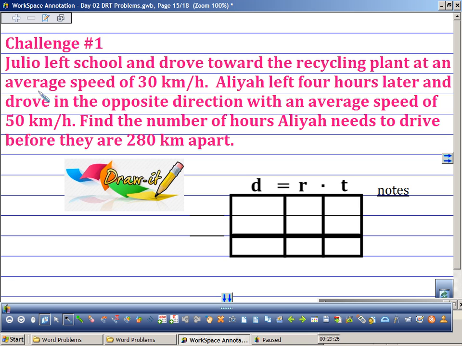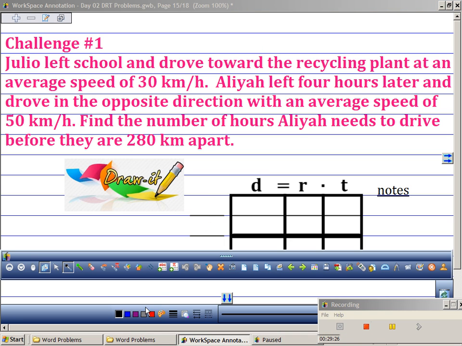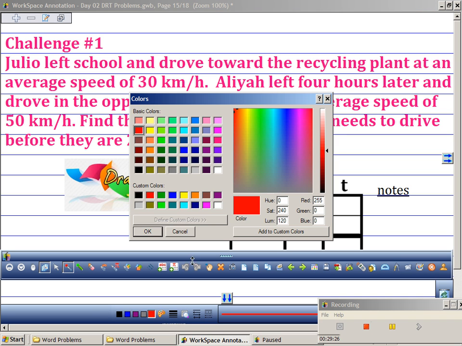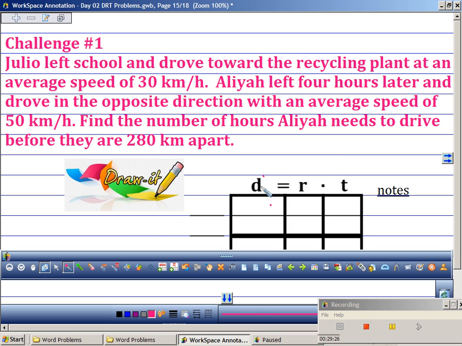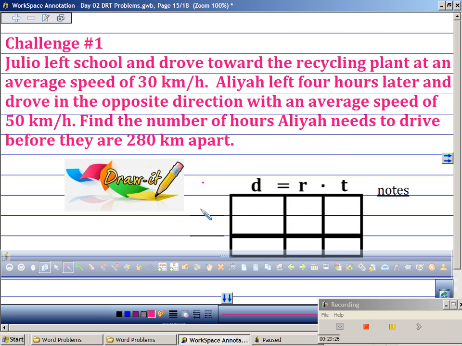Let's try and get one challenge in. Julio left school and drove toward the recycling plant at an average speed. Okay, we're getting too much. We need to start writing things down. First of all, we're talking about Julio, correct? Sorry, my pen is messing up. Julio. Who else are we talking about in here? Aliyah.